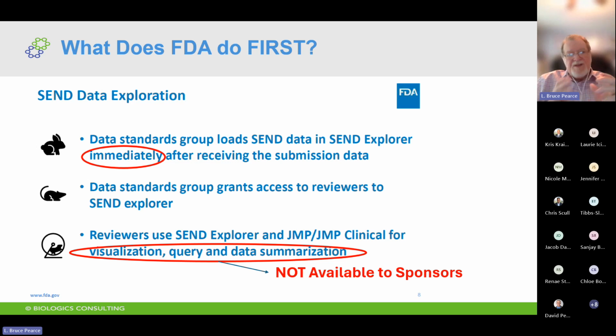And the importance of this is perhaps punctuated by this slide that I've taken from an FDA presentation, which shows what they do first after they receive the data. In their words, immediately after receiving the submission data, they put this into Send Explorer, and they give reviewers access to this for visualization, query, and data summarization. And without exaggerating, this is a quantum leap above what we classically have been doing in terms of analyzing safety data.